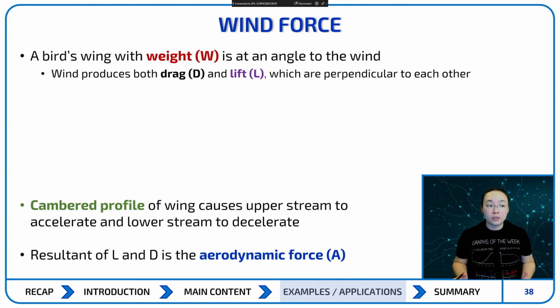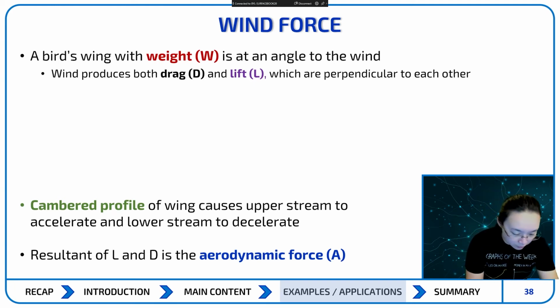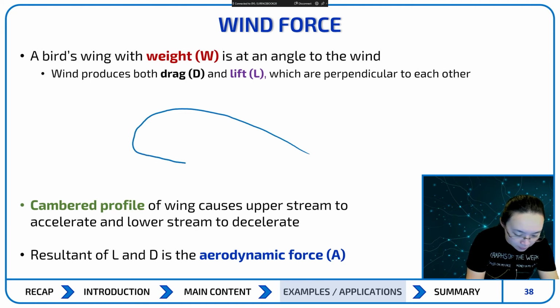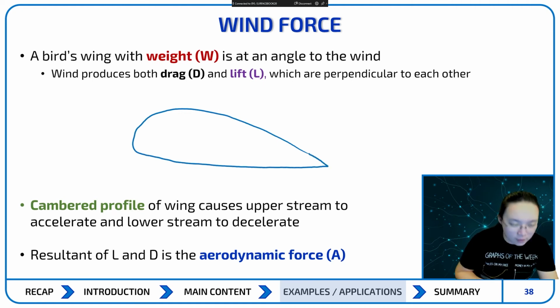So the first thing we should talk about is the wind force. What is it and how does it affect some object that's flying? So we're going to focus on a bird's wing as that object. We know that when we take a look at any living organism, it's going to have weight. So let's first draw this. That's going to be my bird's wing. And it's going to have some sort of center of mass. We'll just assume that's the center of mass over here.